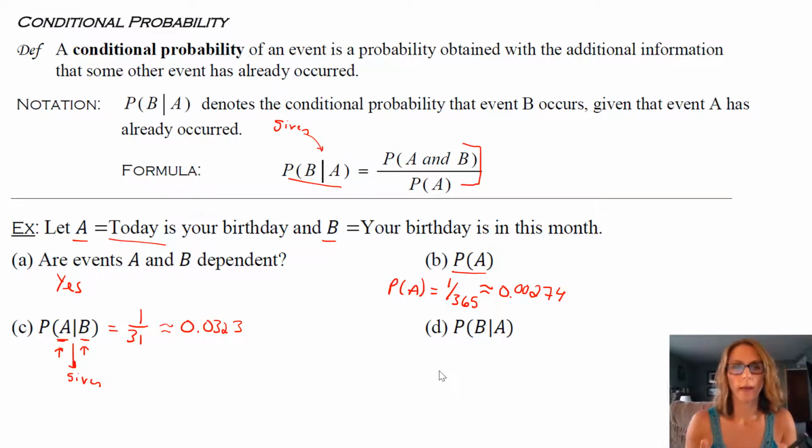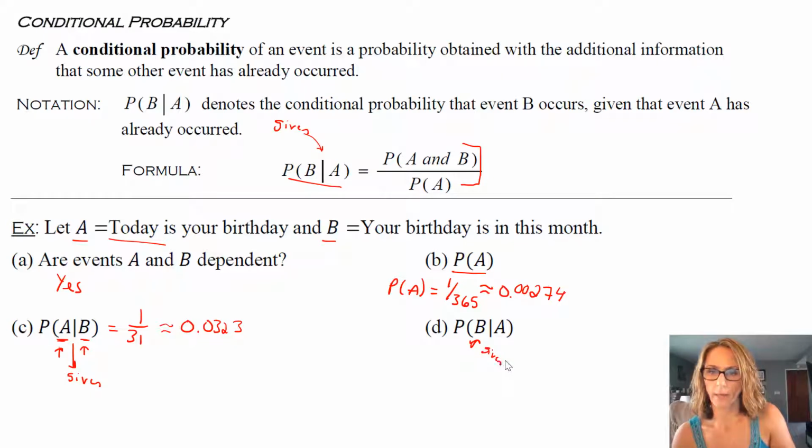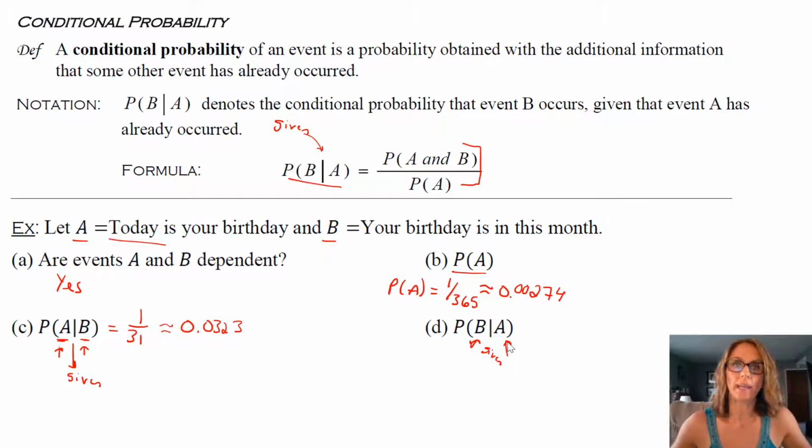Okay, now the other one, for D, is read like this. The probability that your birthday is in this month, given that today is your birthday. That's how that's read. So we're reading B first, of whatever event B is, given that event A is a given. We already know that it has happened. So the probability that your birthday is in this month, given that today is your birthday, well, we know that today is your birthday, so what's the probability that your birthday is in this month? Well, that's certain. And the probability of an event that is certain is 1. So there's a 100% chance that your birthday is in this month if today is your birthday.